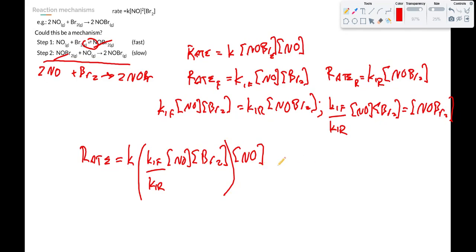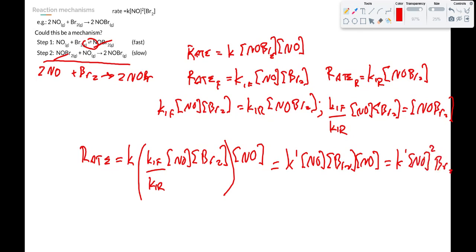But K1 forward divided by K1 reverse times K, that's just another constant, so let's just rewrite that as K prime, times concentration of NO times concentration of Br2 times concentration of NO again, or K prime times concentration of NO squared times concentration of Br2, and that matches the experimental rate law.